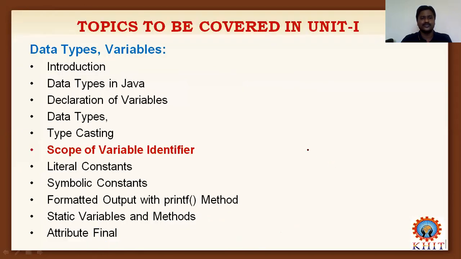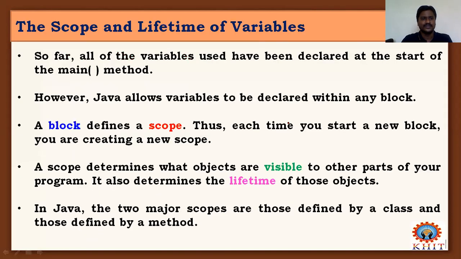And coming to the scope of a variable identifier. We know that all the variables used are generally declared at the start of the main method. However, Java allows variables to be declared within any block. You can declare a variable in any member function of a class, or anywhere in your program. Specifically, a block defines a scope.